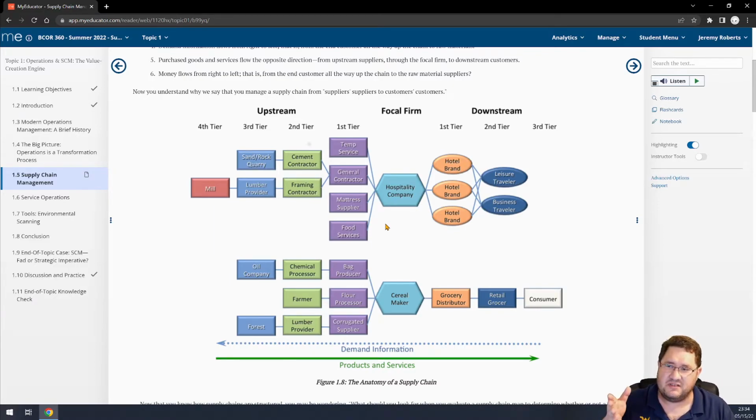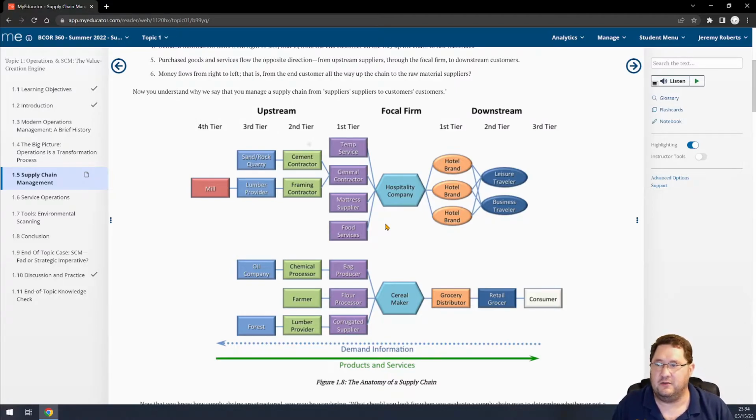But here we see there's a temporary service, a general contractor, mattress supplier, food services. So we've identified major areas, and then we can look at general contractor and go from there. Who supplies a general contractor? Well, there's a cement contractor. Who supplies a cement contractor? Well, it's a sand and rock quarry. Who supplies a sand and rock quarry? Well, it's a quarry. They're actually pulling it out of the ground.